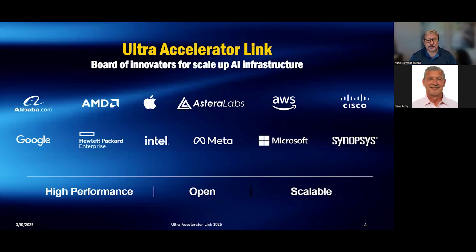So a group got together, and here's the board of the consortium. What we said was, let's go create a spec that would allow us to meet the needs of the industry and the various accelerators, as well as find very great switch providers that could give us the types of latency we need when you're sharing memory. You can see a strong group of Alibaba, AMD, Apple, Astera Labs, AWS, Cisco, Google, HPE, Intel, Meta, Microsoft, and Synopsys grouping together to lead this consortium.